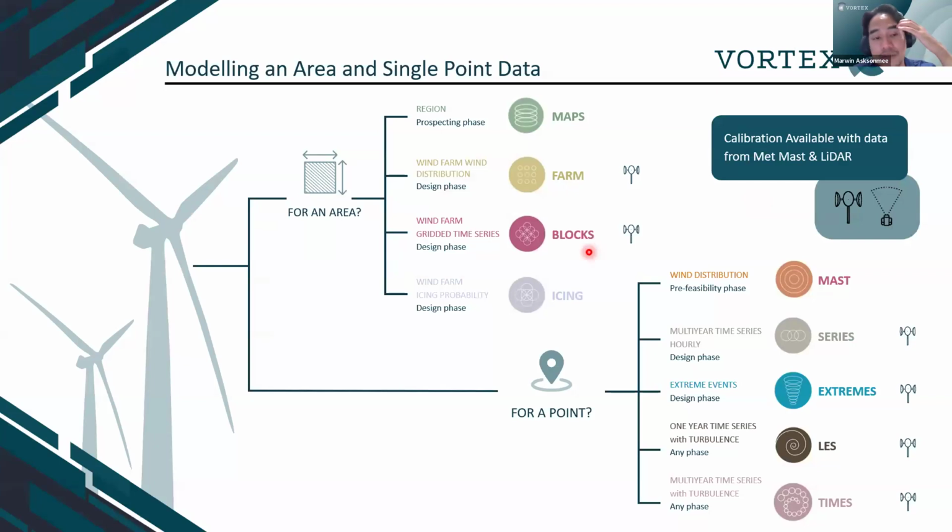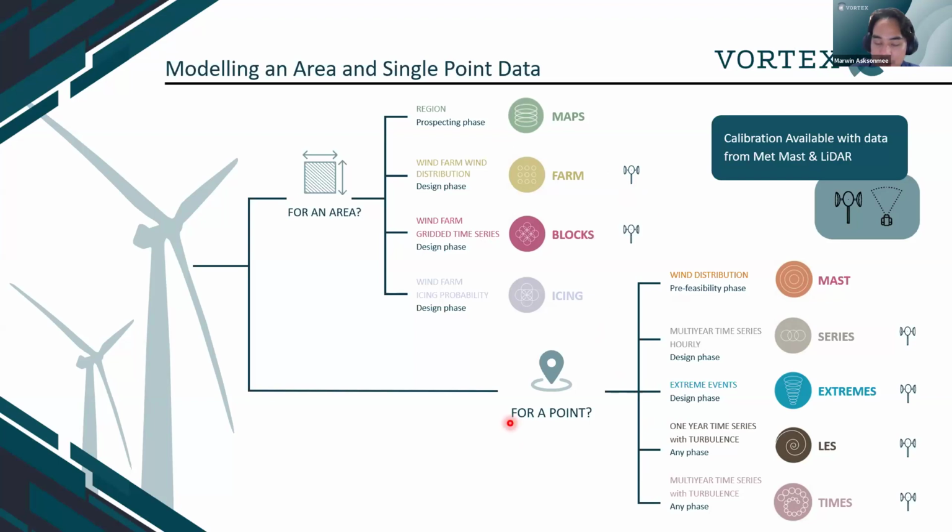So back to Vortex, I'm just going to go briefly through what we offer. Basically at Vortex, we only offer two things. The first one is an area or a map. It can be a very low resolution map, 1 kilometer or 3 kilometers, for a big area, or it can be a higher resolution map at 100 meters resolution. This one would be more specific to the site. So if you are looking at a very complex site or one without any measurement, then this one, Farm and Blocks, would be the best idea to start.